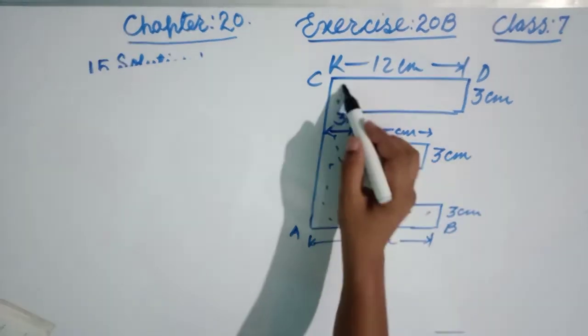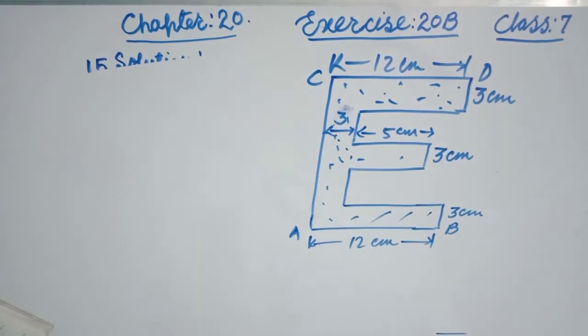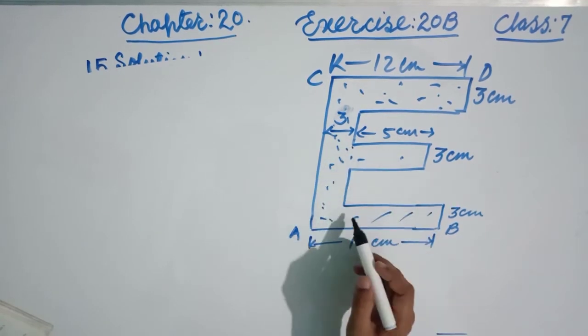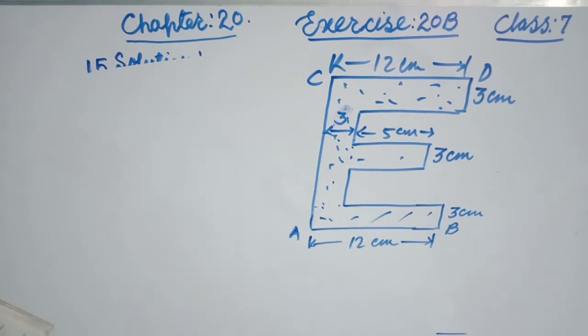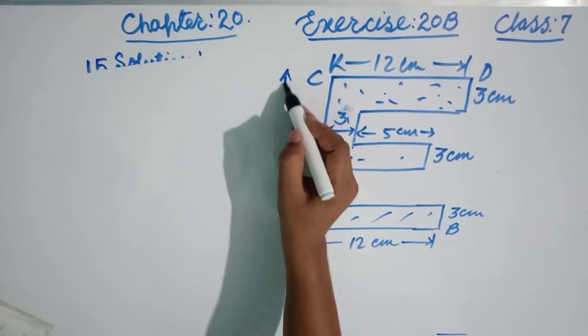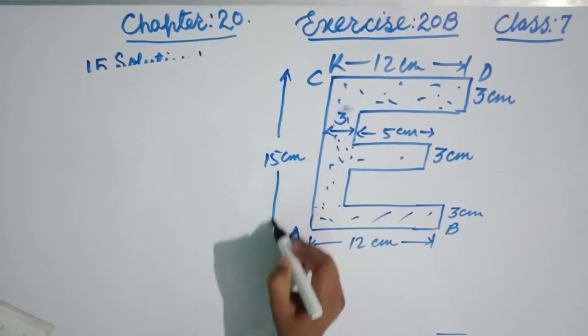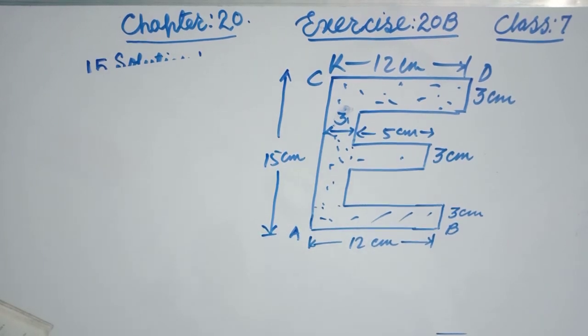We have to find the area of this shaded portion. Friends, we wanted to make the rectangular shape of this shaded portion. Now we are going to join these 2 points, either these points or either this, according to your convenience. Now friends, here the length of this side is 15 centimeter. Now we have to calculate the area of this shaded portion.